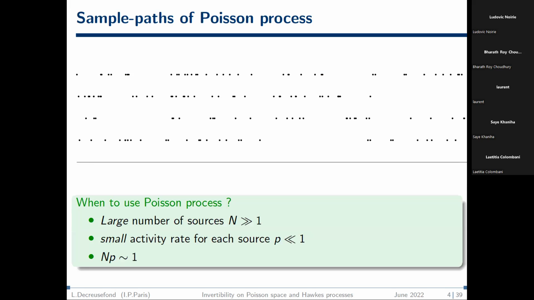So when to use a Poisson process? You use a Poisson process when you have a large number of sources, and each source has a small activity rate, and then the product of the two is more or less a constant, around 1 or 10 or whatever. But it doesn't tend to 0 or to infinity when n is large. So it's the law of rare events. You have a lot of sources, and all the sources have a very small activity rate. Okay, so that's it. That is well known.